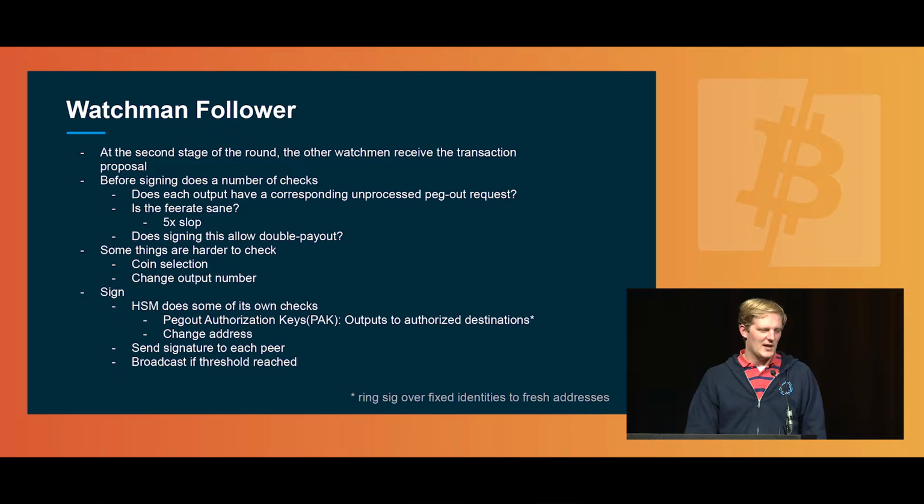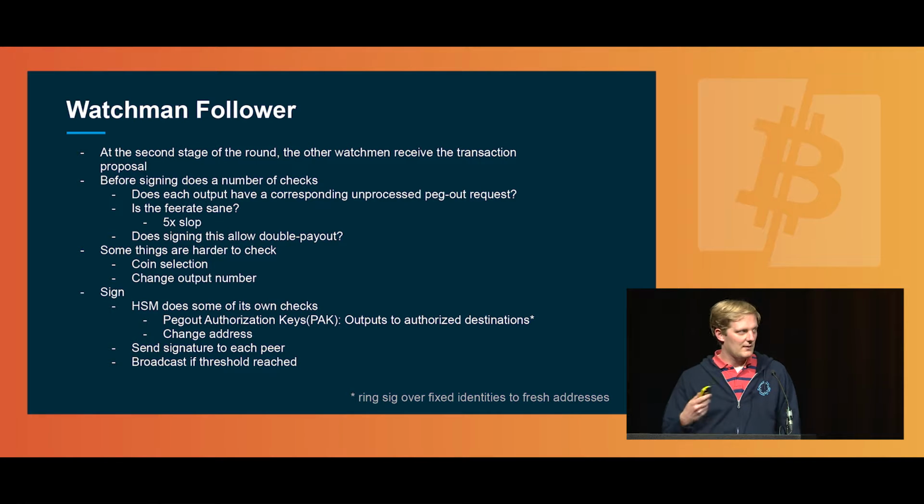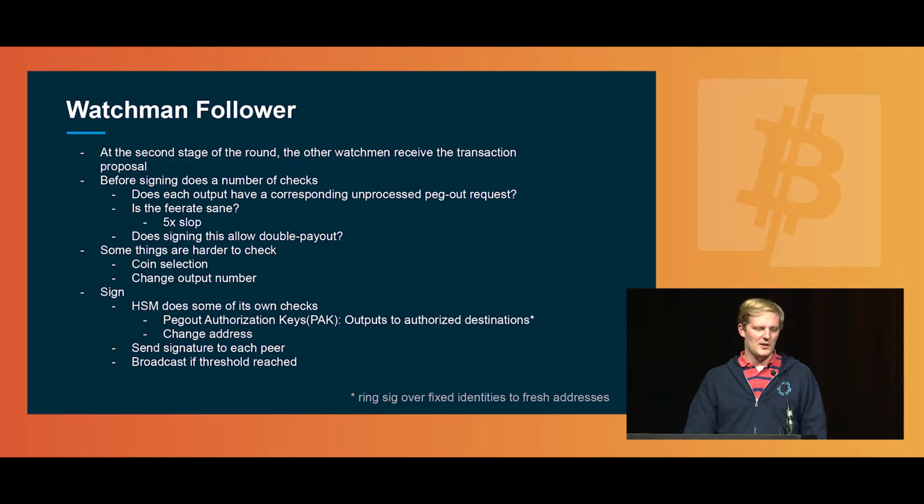Some things are harder to check. So checking how they did coin selection, the master, it's not really a consensus system. And so things like how many change outputs it made, because there's some UTXO management going on that might differ based off your view of the mempool. But lastly, if things look fine, you send it to the HSM, and the HSM does its own little checks.